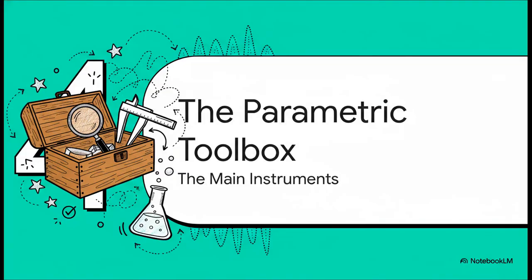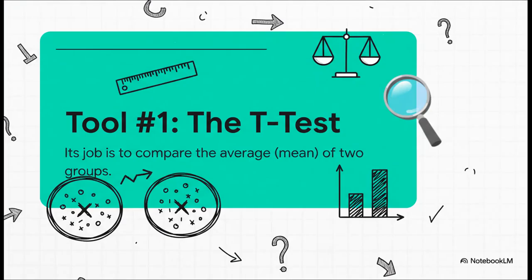Okay, so let's say our data passed the check. We're good to go. Now, for the fun part. Let's open up that toolbox and take a look at the 3 main instruments you're going to see all the time in the medical literature. First up is the absolute workhorse of the parametric world, the t-test. It's simple, it's powerful, and it has one very specific job: to tell you if the average scores of 2 and only 2 groups are statistically different from each other.